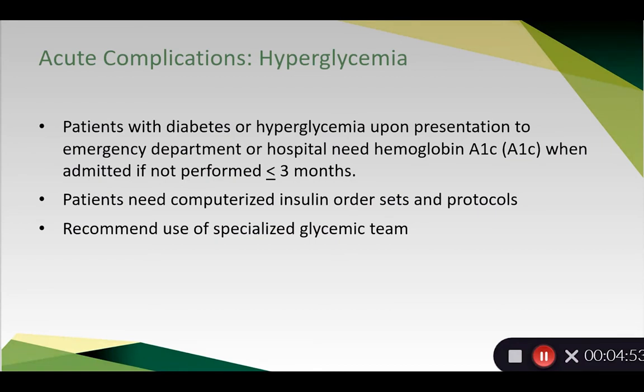hyperglycemia causing an emergency? Now, I mentioned this earlier, but we do need computerized insulin order sets and protocols. These are usually institution specific or hospital specific. And again, the current recommendations are that we use a specialized glycemic control team to aid in the care of patients who have either hyperglycemia or diabetes, because we want to tap into those experts so that we can prevent hyperglycemia and hypoglycemia while in the hospital and aid the patient in recovering as quickly as possible for whatever caused them to be admitted in the first place.